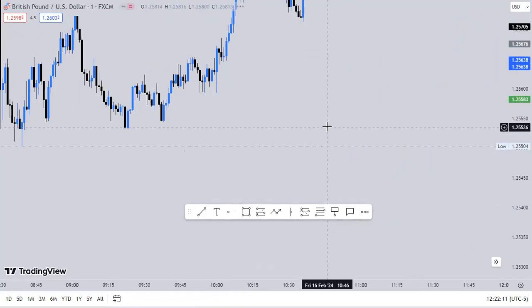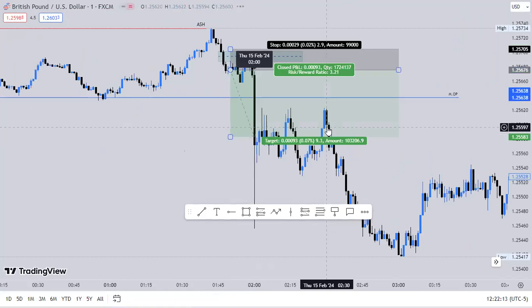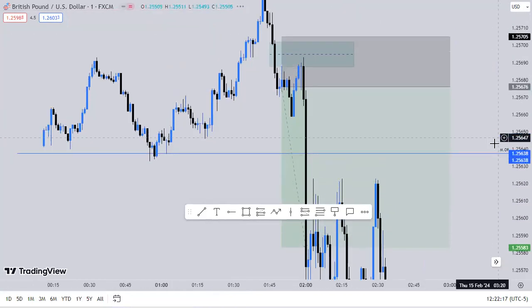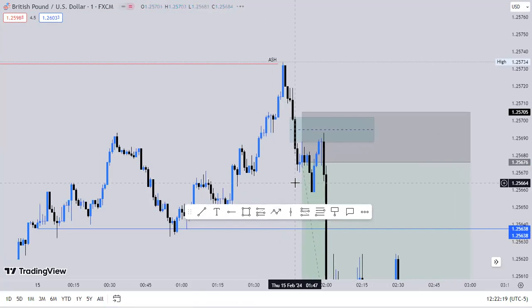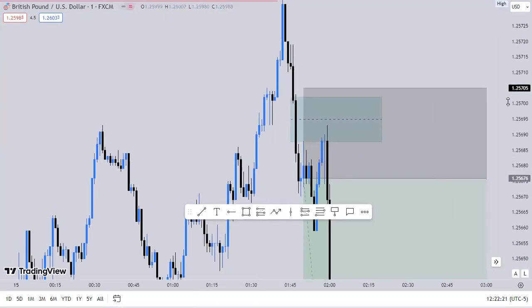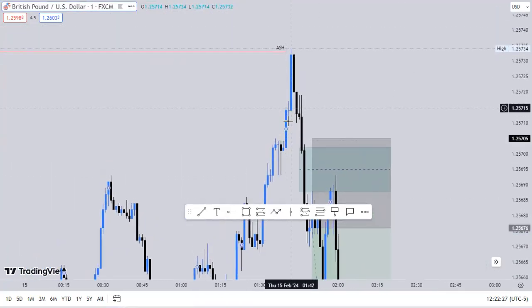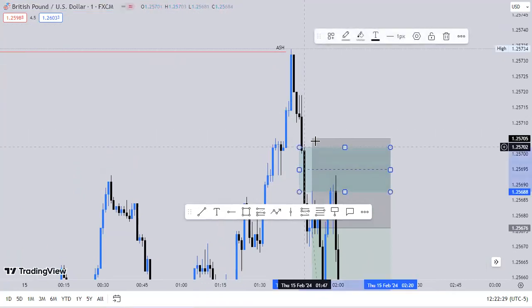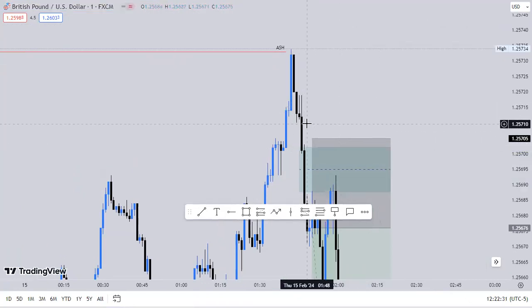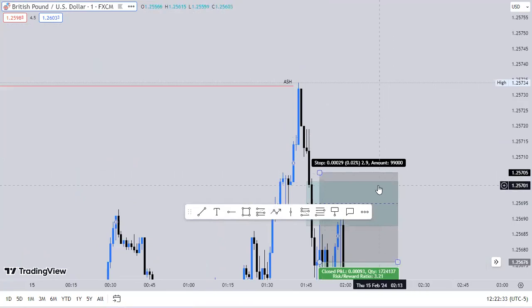These stuffs, bro, nobody will teach you, even ICT himself. ICT is not an easy guy. He complicated everything to let only the smart ones get his concepts. So look here, your fair value gap, the ability you get on the 1 minute.